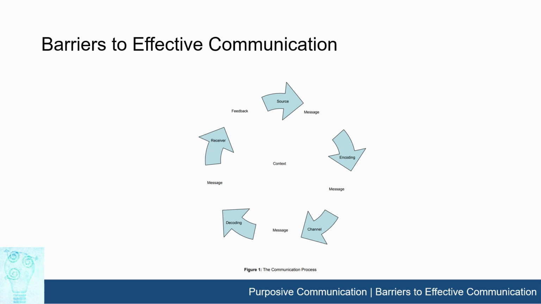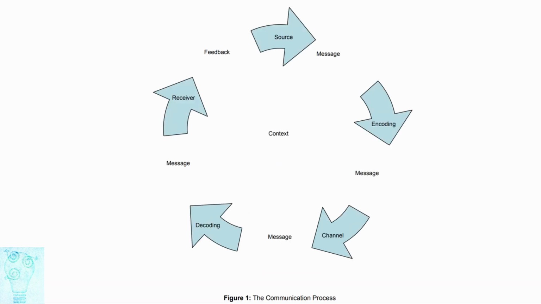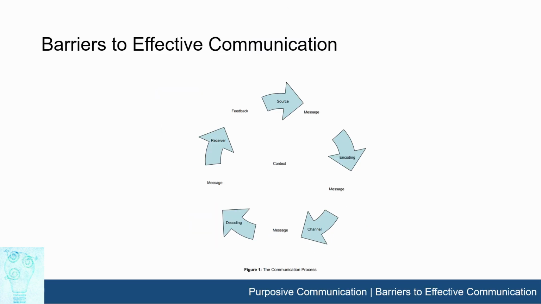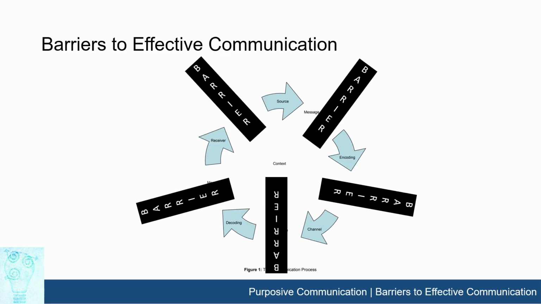So we already know the communication process, right? We have the source, encoder, channel, decoding, receiver, and then feedback to the source. That is the communication process. Barriers may occur at any stage of that communication, and barriers may lead to your message becoming distorted, and you therefore risk wasting both time and money by causing confusion and misunderstanding.